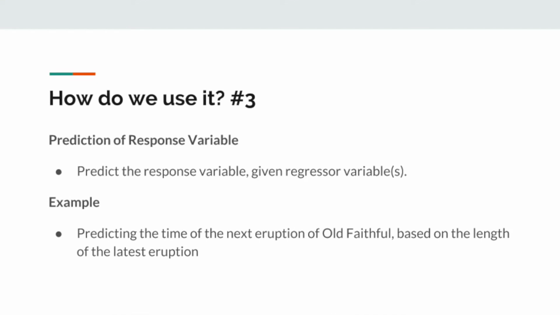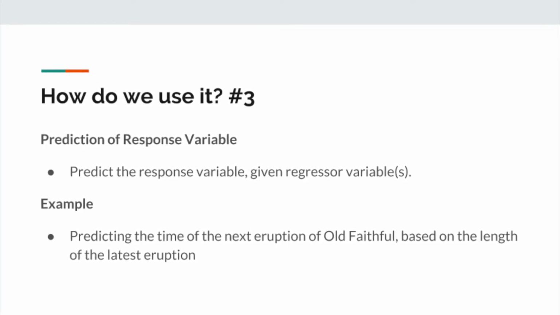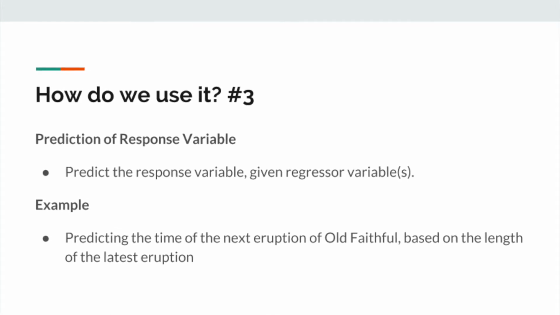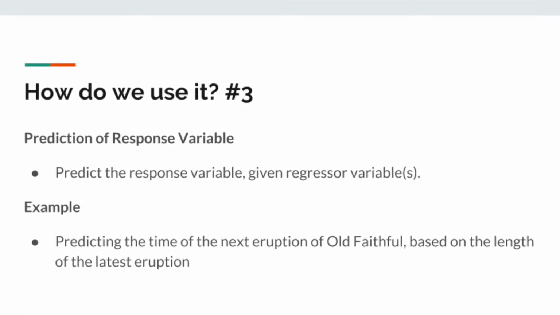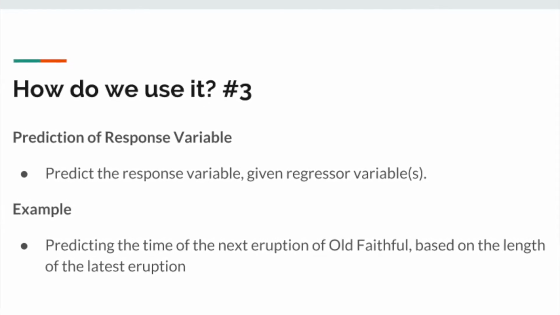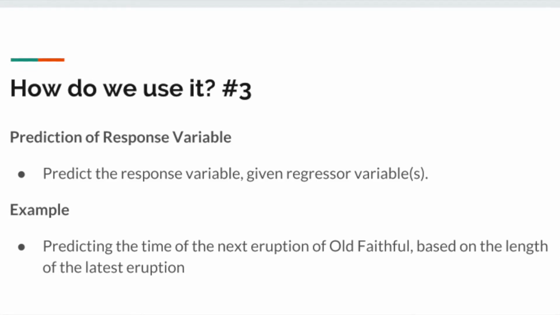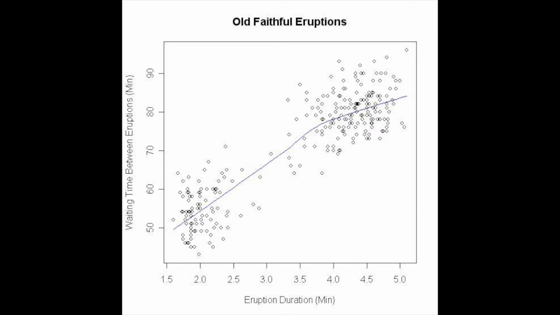The main use of regression is for the prediction of the response variable. This is often used to understand interactions between the variables, typically in a scientific or business pursuit. An example of this is predicting the time of the next eruption of Old Faithful based on the length of the most recent eruption. In this case, the length of the most recent eruption is the predictor variable, and the time until the next eruption is the response variable.